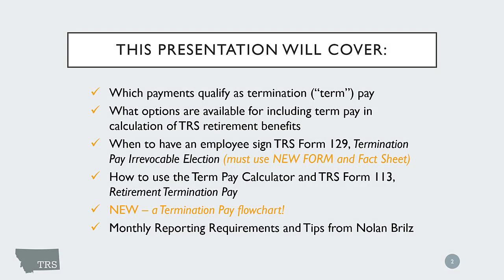This presentation will be covering which payments qualify as term pay, what options are available for including term pay in the calculation of a TRS retirement benefit, when to have an employee sign the TRS Form 129 termination pay irrevocable election, and note that we do have a new form and fact sheet, how to use the term pay calculator and the TRS Form 113, the retirement termination pay, and we have a new tool, which is the termination pay flow chart. And in a little bit, Nolan will be joining us here and handling the monthly reporting requirements and tips.